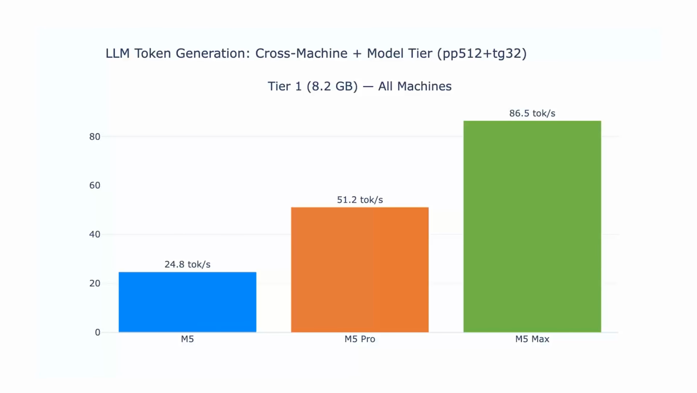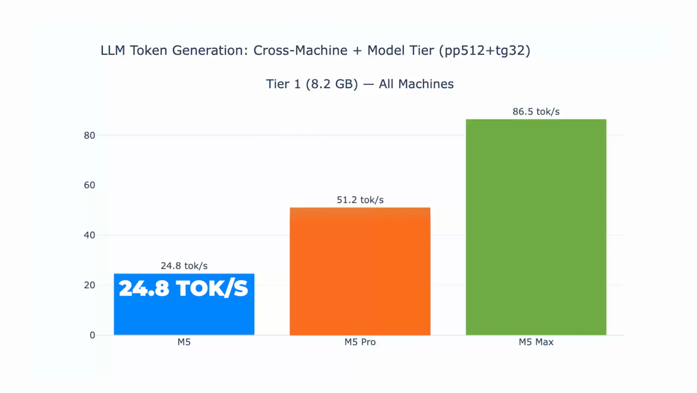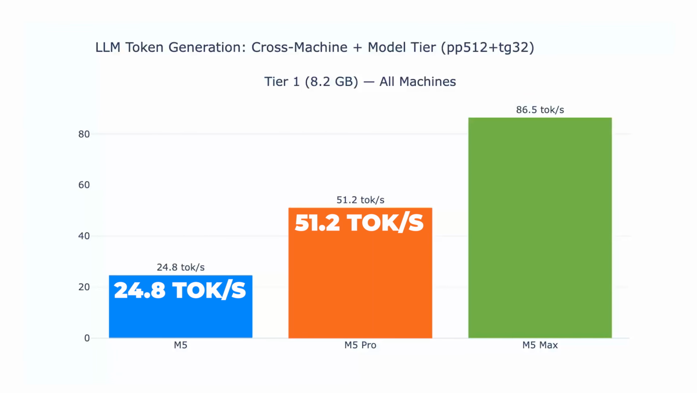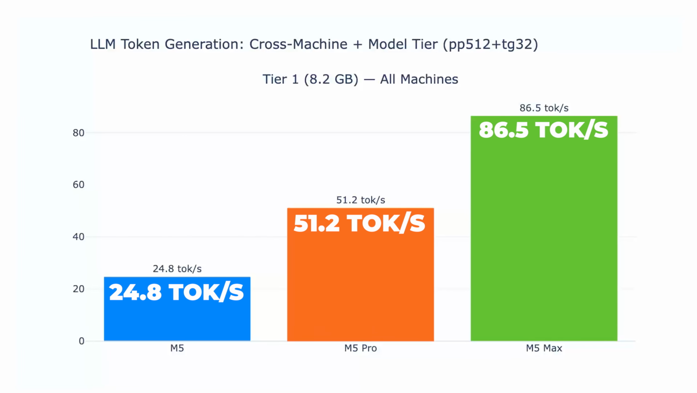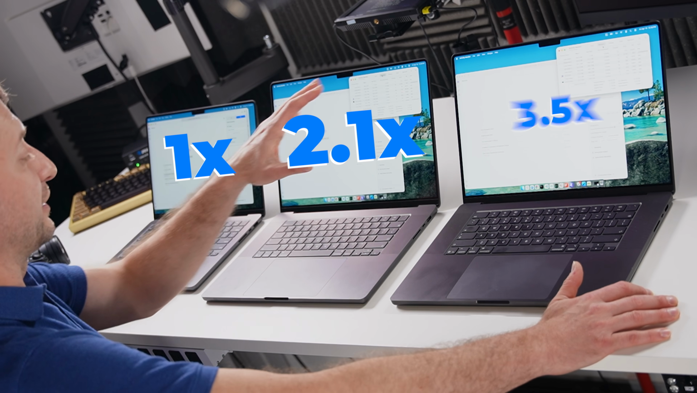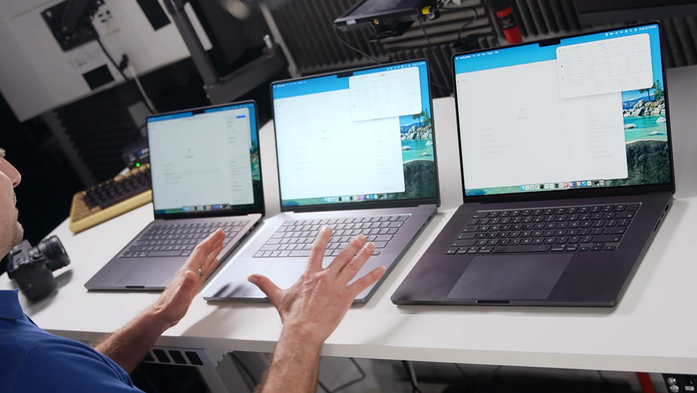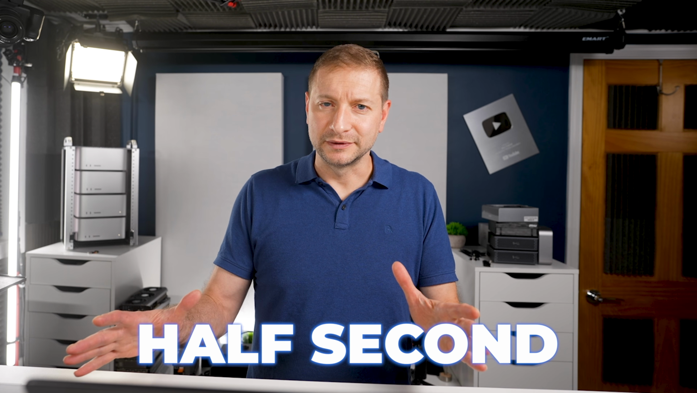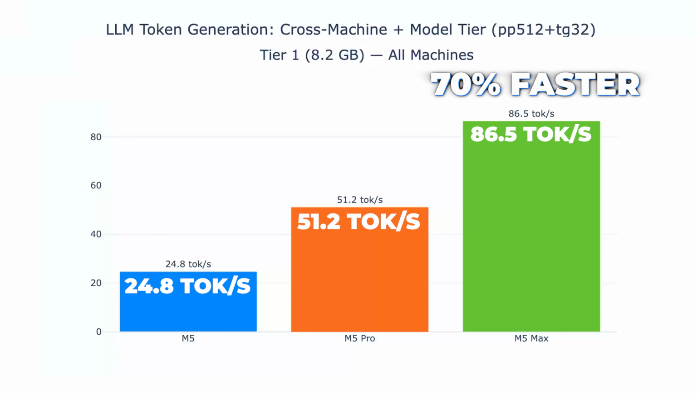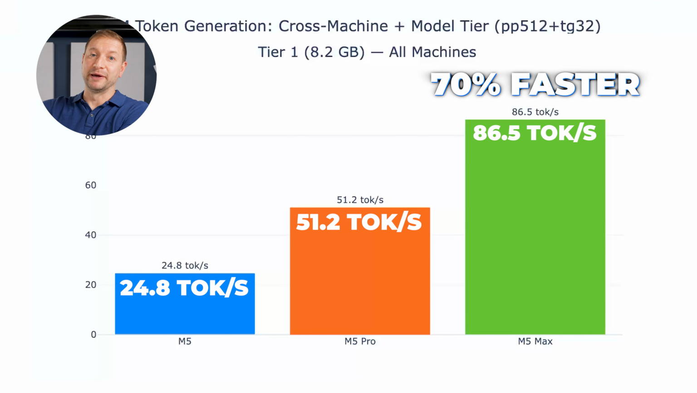Token generation on M5 at 25 tokens per second, M5 Pro at 51, and M5 Max 87. Whew. There's a difference. That's 1x, 2.1x, and 3.5x. The bandwidth ratio is almost exactly right. The raw hardware benchmarks we just ran directly predict real AI performance. And finally, we can say that the Max is meaningfully faster than the Pro here. Not 4 seconds faster, not half a second faster, 70% faster. This is what bandwidth buys you.